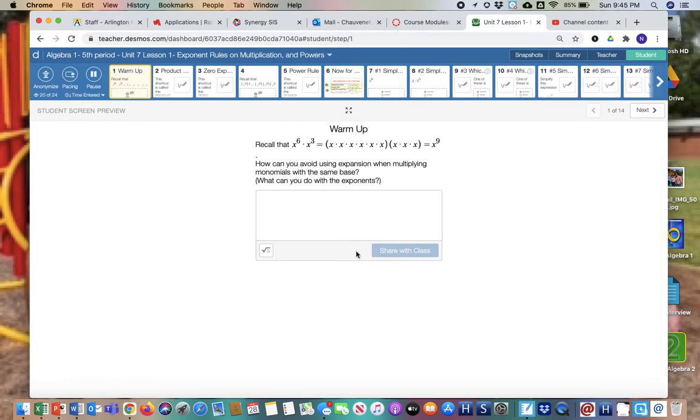Unit 7, Lesson 1 for our first lesson on our exponent unit. So let's just work through screens 1 through 6, and then 7 through 14 is for your asynchronous work, so you want to make sure that you get that done.